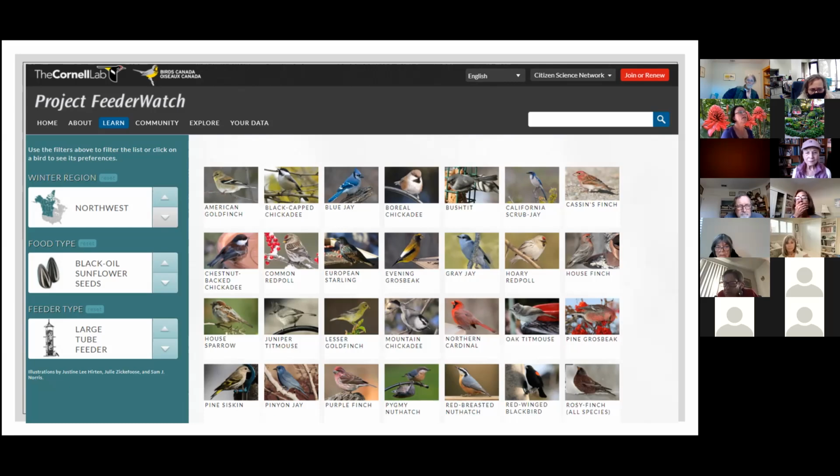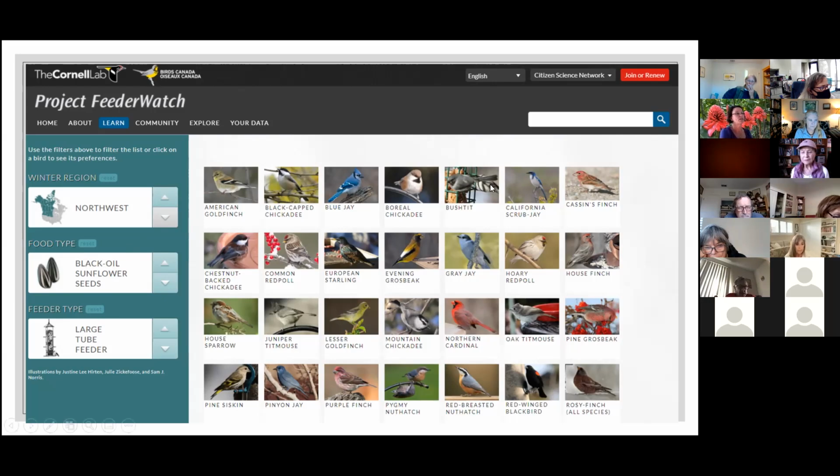It's from the Cornell lab. They do a lot of bird work. They have some very good birding apps as well. What you can do here is indicate what region you're in, what food type you're putting out, and what kind of tube feeder. Then it'll give you a list of the birds you can expect to see in your region based on that.